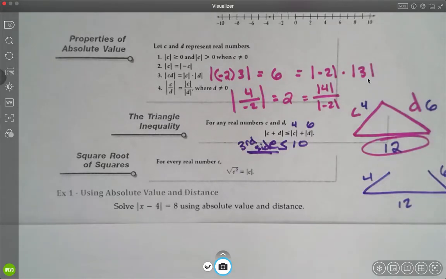That's only if it's a right triangle, though. Only if it's a right triangle. Okay. All right. Moving on. Moving on. The square root.